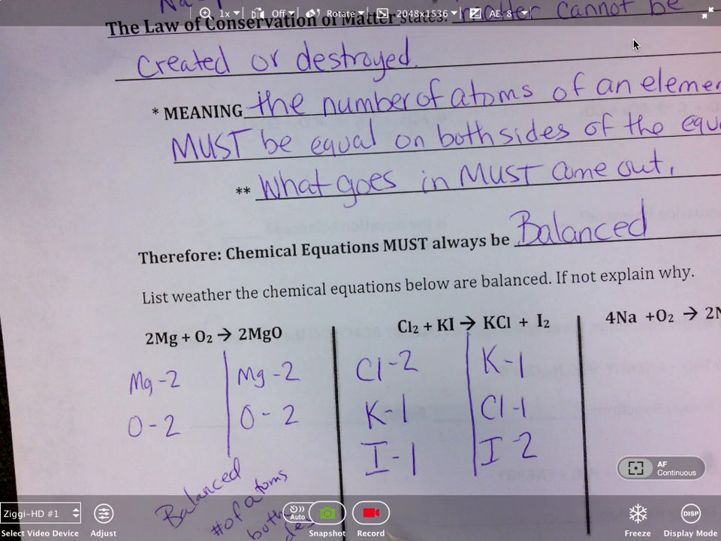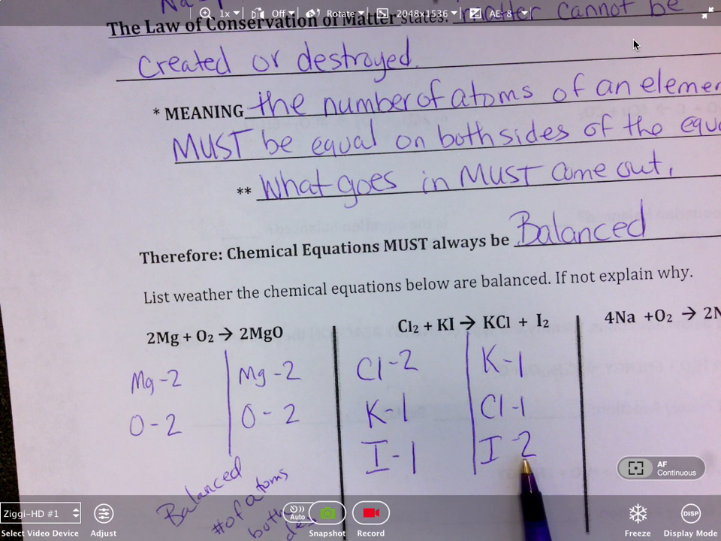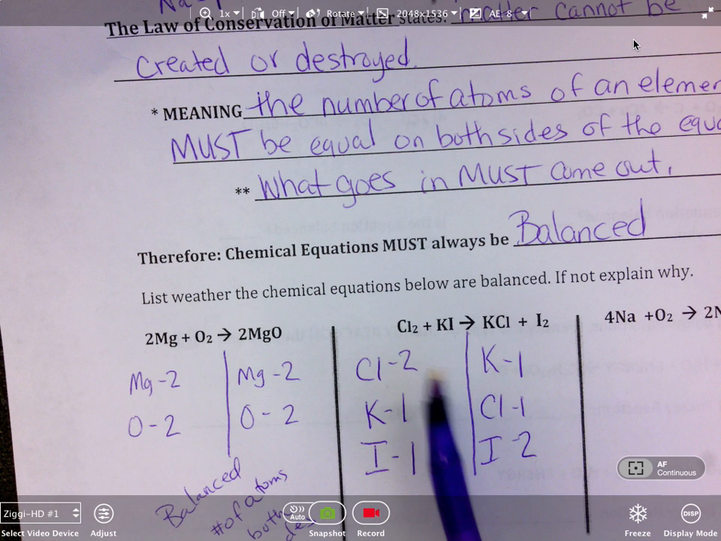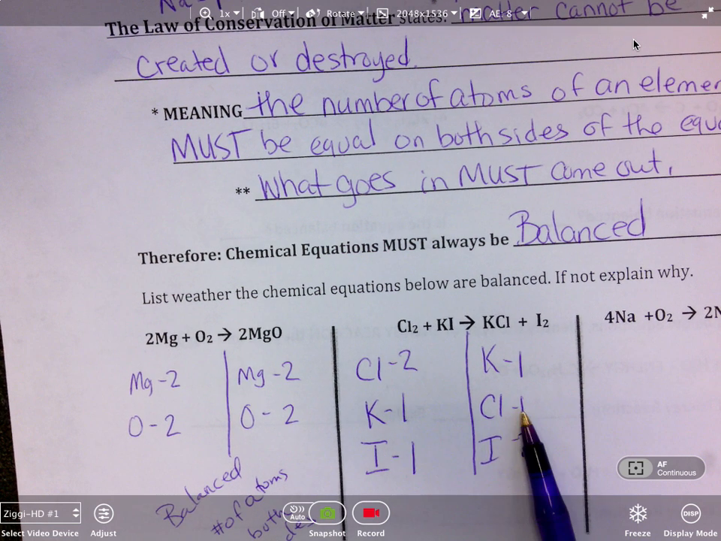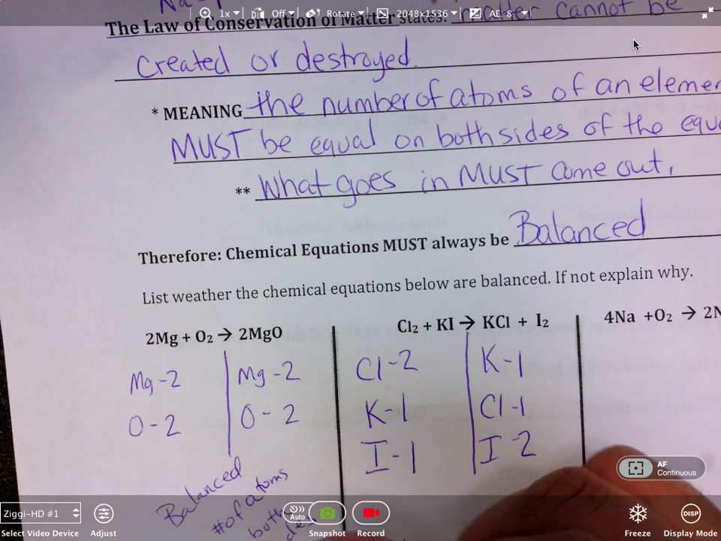Did we have the same amount of each thing on each side? No. We started off with one iodine. We ended up with two. We started off with one potassium. We did end up with one. But we started off with two chlorine. We ended up with one. We destroyed and created matter. Is it balanced? No. It's not balanced.